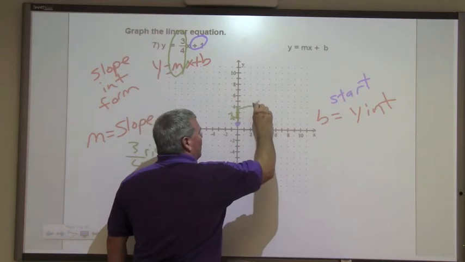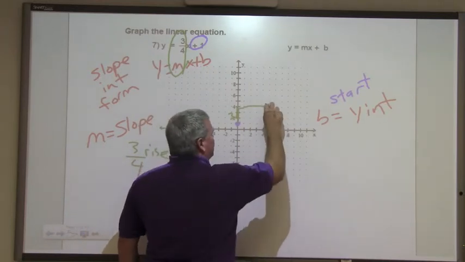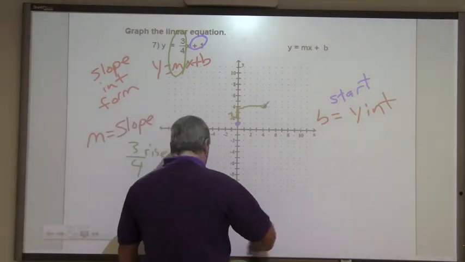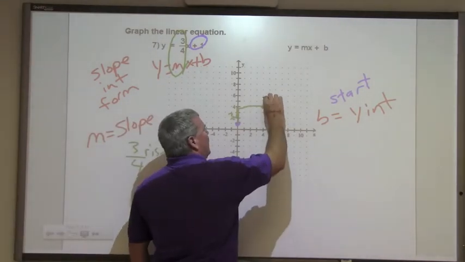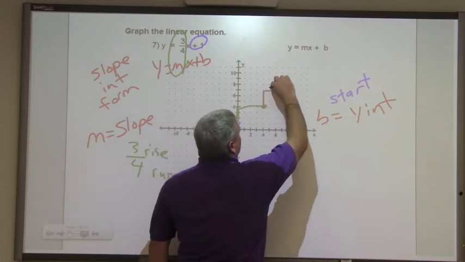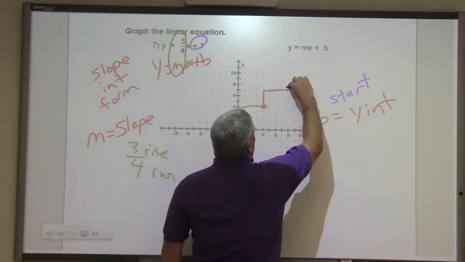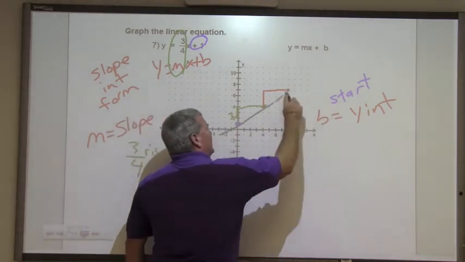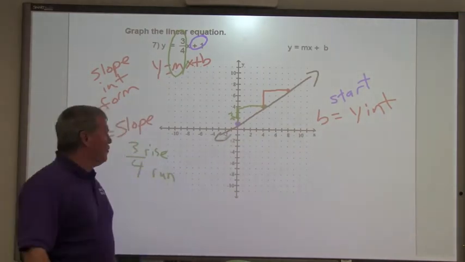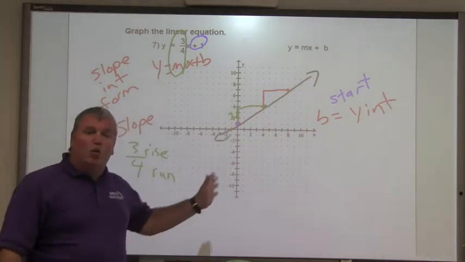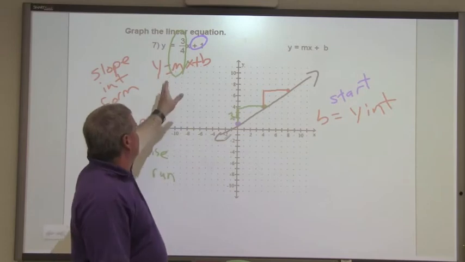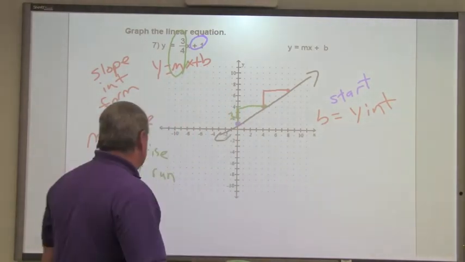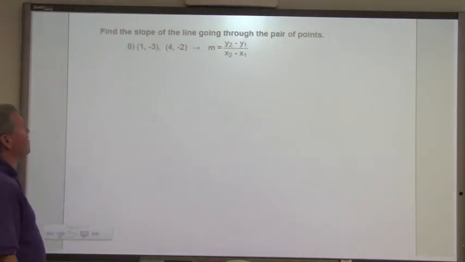So from that point, I'm going to run 1, 2, 3, 4. Right there. So there's my newest point. I can do that as many times as I want. If I want to go up there and do it again, go up 1, 2, 3, and over 1, 2, 3, 4, and make another point. I can do that forever until I feel like I can draw a straight line through all those points. That's the quickest way to graph, if you put it in slope-intercept form, graph the y-intercept, and then map out the slope. It goes really quick.